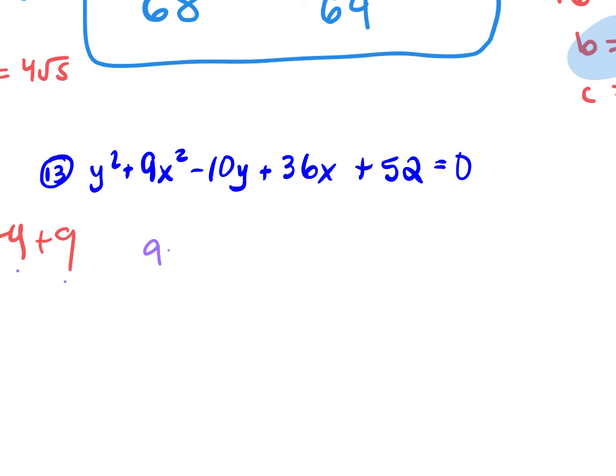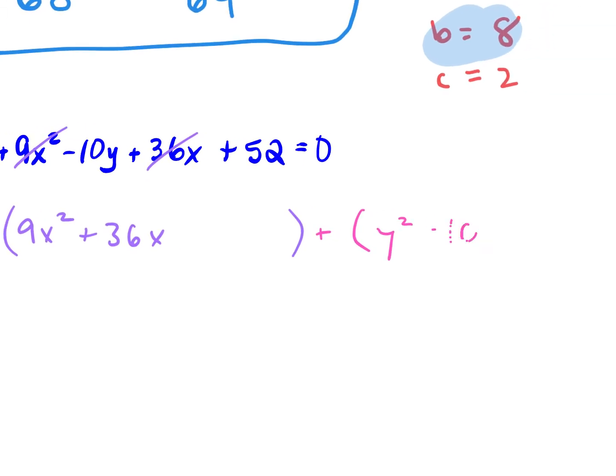So we have 9x squared plus 36x, and then I want to put my y's together. Y squared minus 10y. Leave a space to complete the square. And then I want to move this 52 to the other side, so I'm going to subtract the 52.